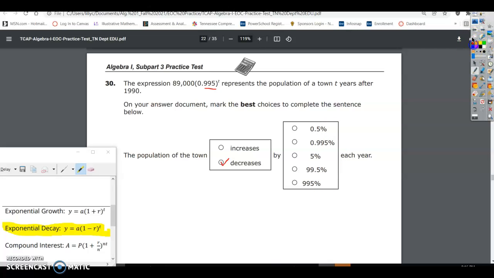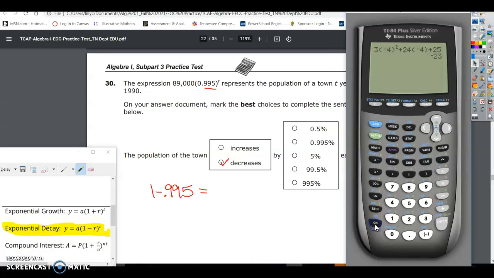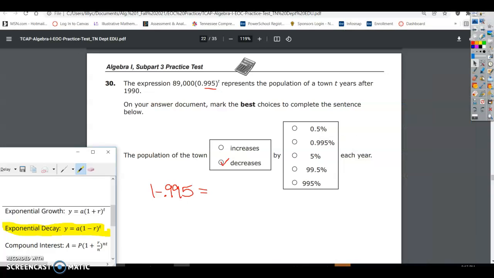So what we need to do is first say that this number, 1 minus 0.995 equals what? First we have to figure out what the difference is between 1 and that, because we know that 1 minus r is what goes in that equation. So we're going to do 1 minus 0.995, and that gives us our decimal, so 0.005.